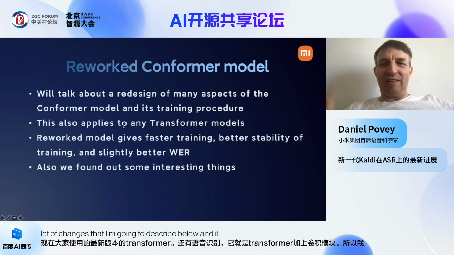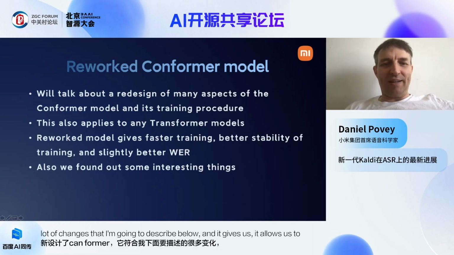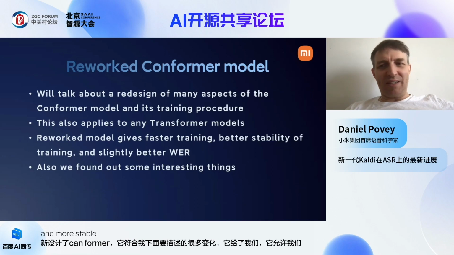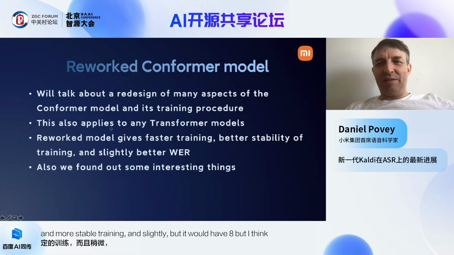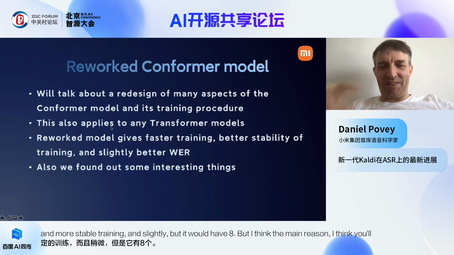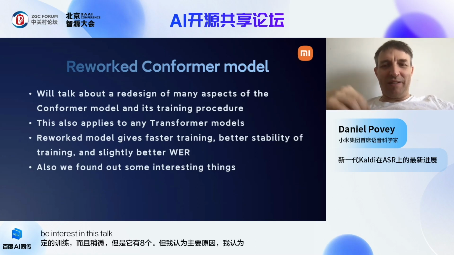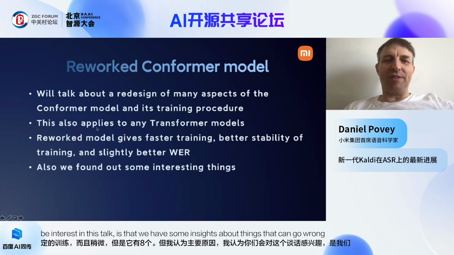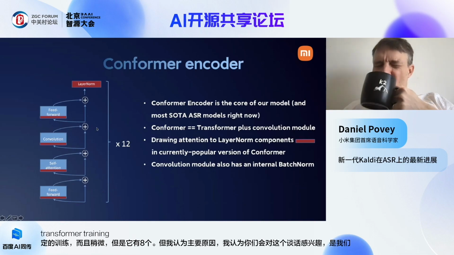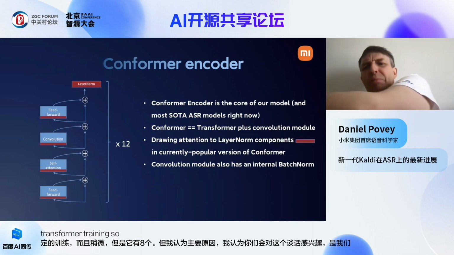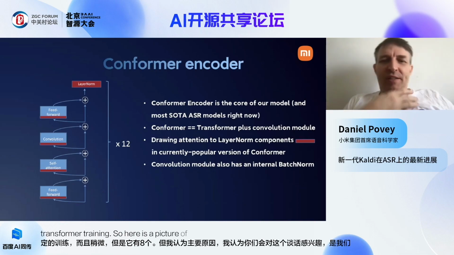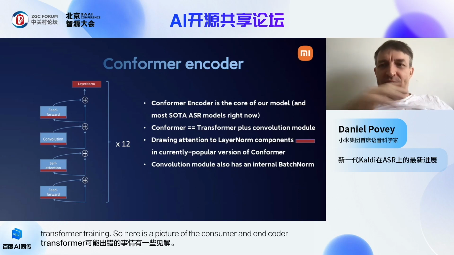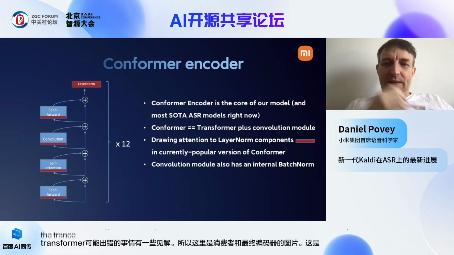And it allows us to have faster training and more stable training and slightly better error rate. But I think the main reason you'll be interested in this talk is that we have some insights about things that can go wrong with transformer training. So here is a picture of the conformer encoder. This is the main part of the transformer. Yeah, it's a modified transformer.